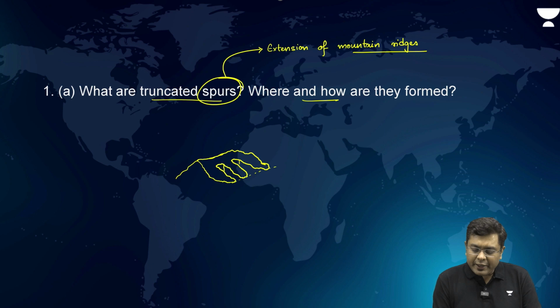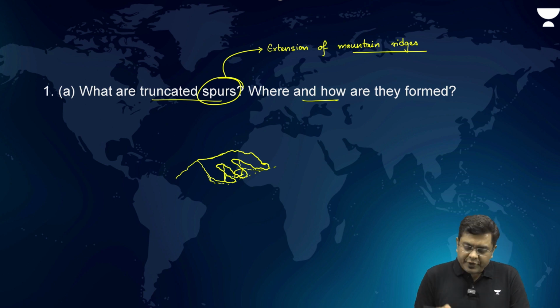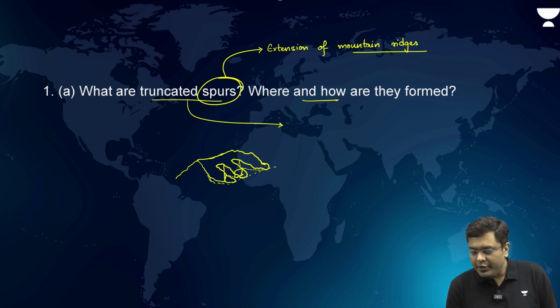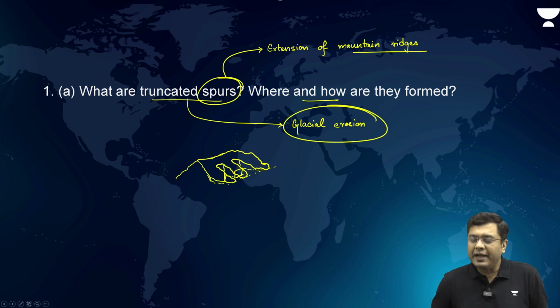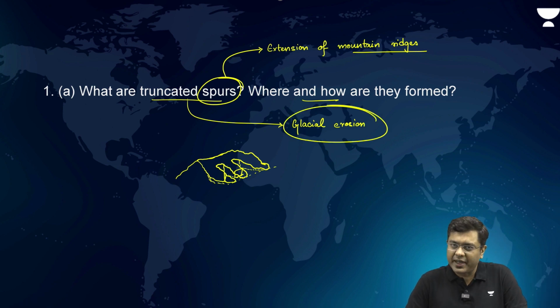Now generally, when you consider these spurs, they are also oftentimes not complete in themselves and they are basically truncated. Many of the times they get eroded up to varying degrees, right? So first of all, you have to mention in the answer what you understand by spurs, and then you have to talk about how the truncated spurs are created. So these truncated spurs are created due to glacial erosion. Glacial erosion is the main primary factor and the cause which leads to the formation of these truncated spurs.